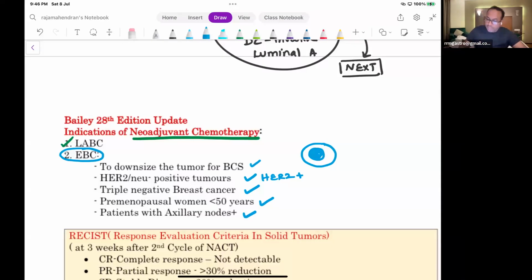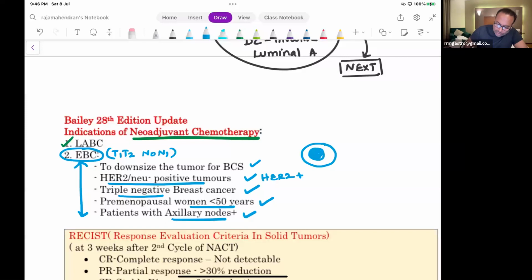So when do you give neoadjuvant chemotherapy in selected cases? This question is very important. Early breast cancer is T1, T2, N0, N1 cases, and we will give it when the nodes are positive, less than 50 years, triple negative breast cancer, HER2 positive tumors, and to downstage the size of the tumor for planning breast conservative surgery. Okay, you give neoadjuvant chemotherapy.